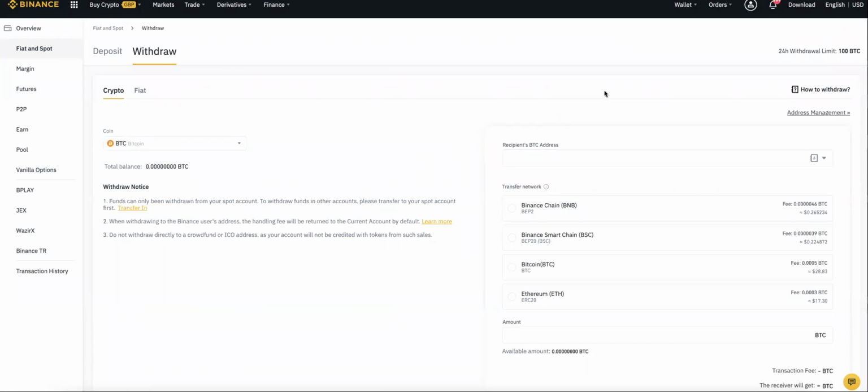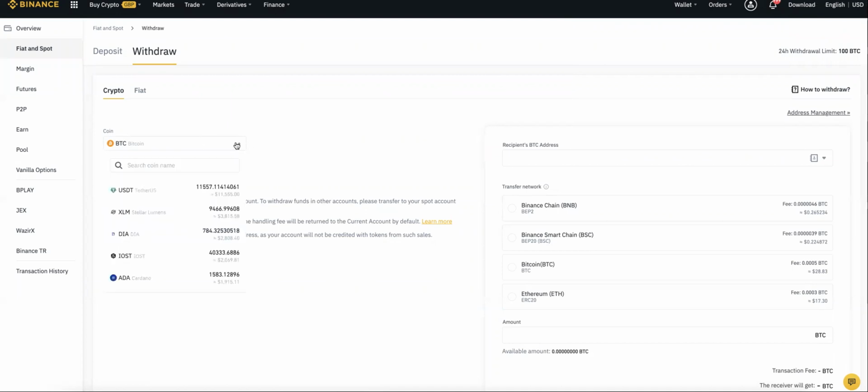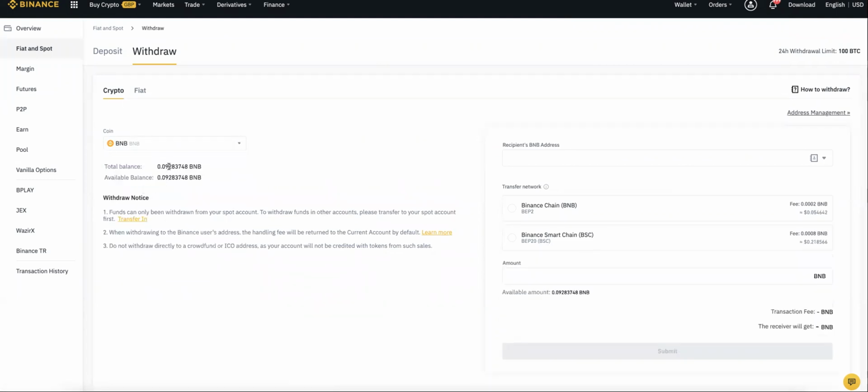For you now, you are going to need some BNB as gas, just like you need Ethereum as gas to pay for transactions on the Ethereum network. You need BNB, Binance coin, to pay for gas on the Binance Smartchain. So you then go to Binance and withdraw BNB. I don't think I have any, only a very little amount here.